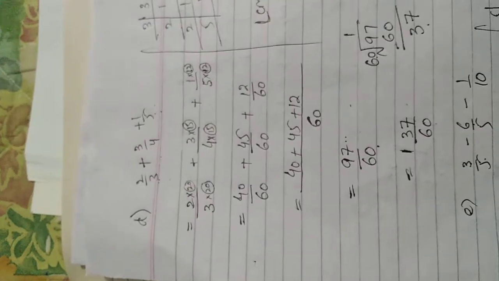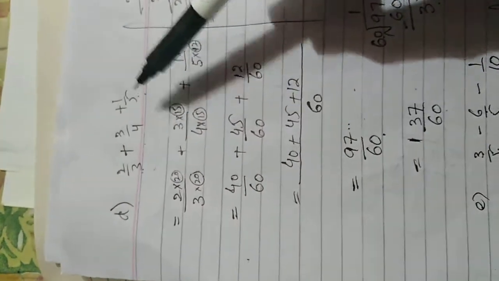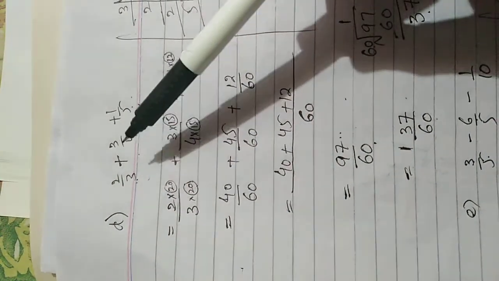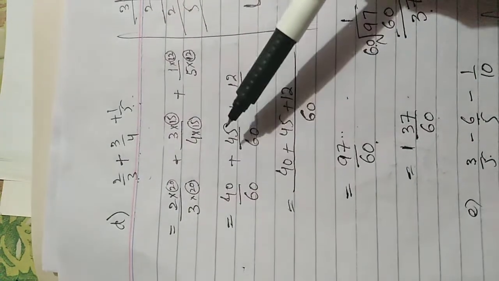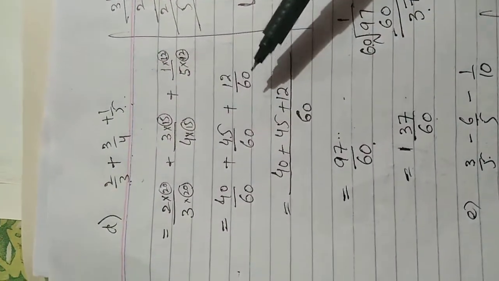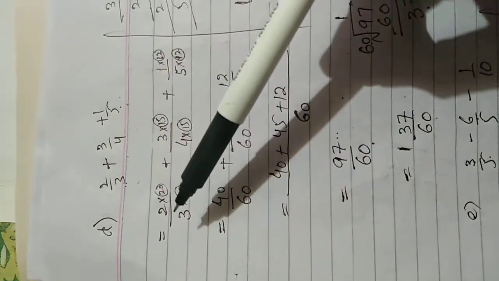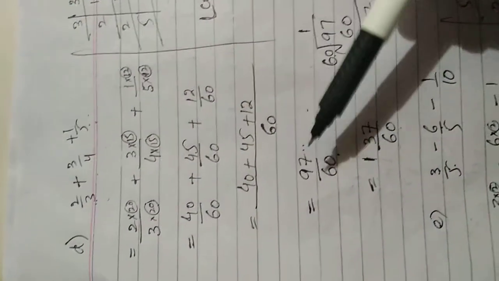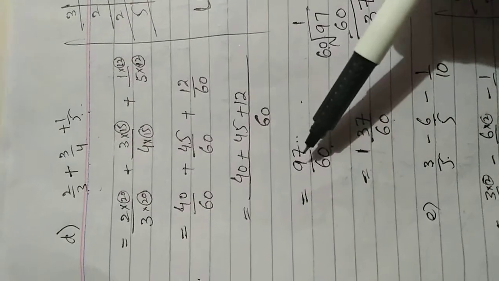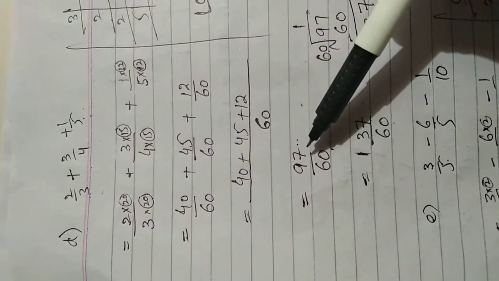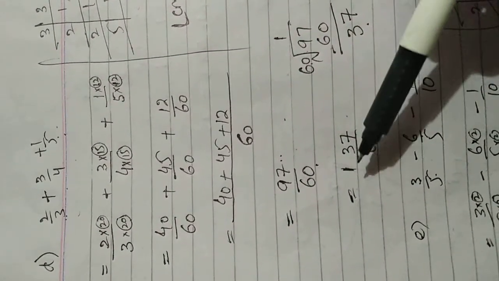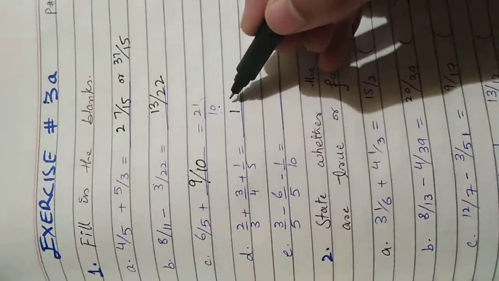Now we write the equivalent fractions of 2 by 3, 3 by 4 and 1 by 5. So the equivalent fractions are 40 over 60, 45 over 60 and 12 over 60. And we get an equivalent fraction by multiplying numerator and denominator with the same number. So the solution is 97 over 60. That is an improper fraction. So we will divide and get a mixed fraction. That is 1 whole 37 over 60.